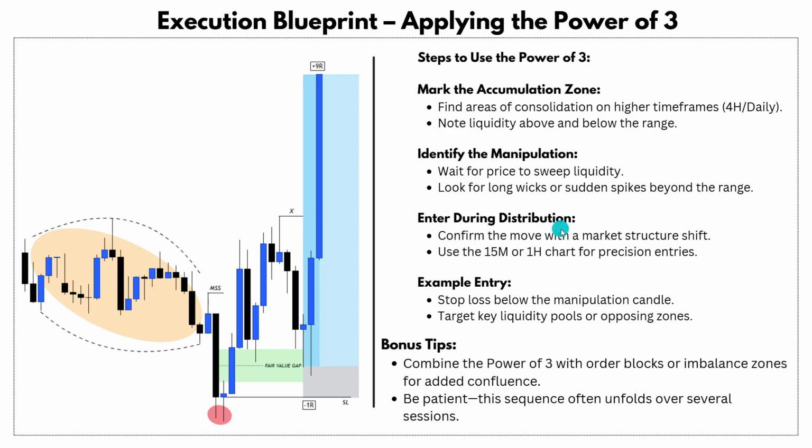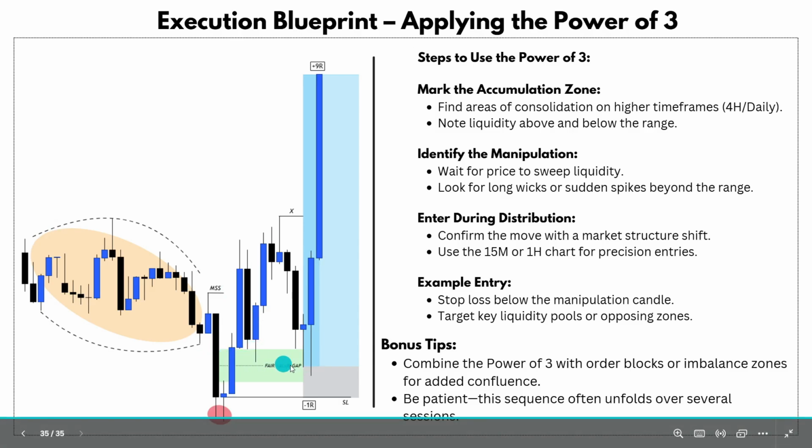Enter during the distribution. Confirm the move with a market structure shift. Use the 15-minute or the 1 hour charts for precision entry. As you can see here, after our market structure shift, price left us this fair value gap. Price tapped inside of this fair value gap once, but it did not mitigate the 50%, so this fair value gap was still valid. After price gave us this market structure shift, we can see that price pushed down lower, cleared this range low, tapped inside of the 50% of our fair value gap, and then rallied higher.